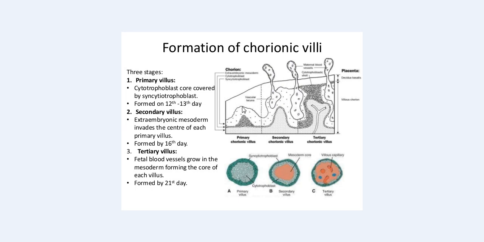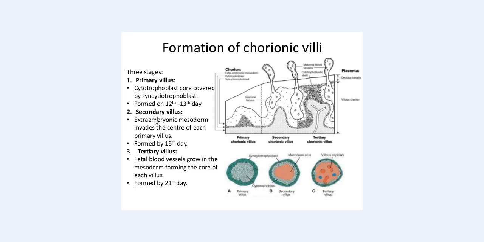Now, this very preliminary structure, the syncytiotrophoblasts having a core of cytotrophoblasts, is called the primary chorionic villus, formed around the 12th to 13th day of placentation.